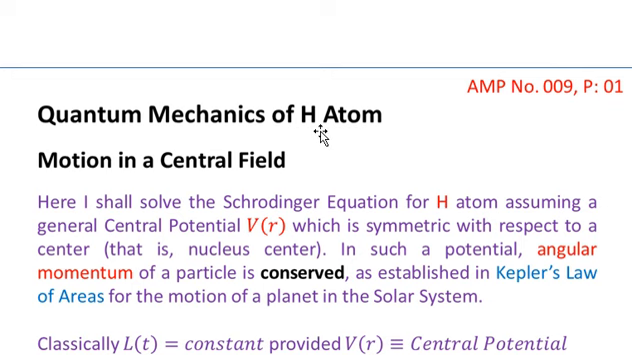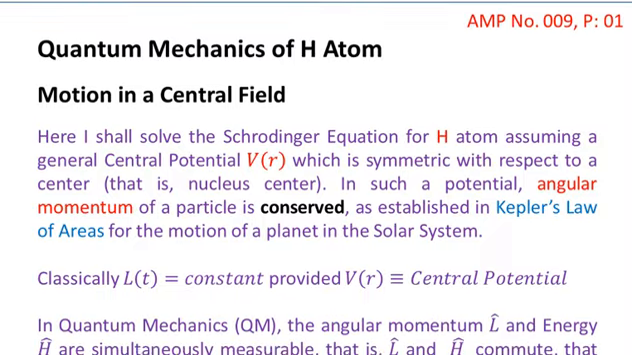Quantum mechanics of hydrogen atom, motion in a central field. Here I shall solve the Schrodinger equation for hydrogen atom, assuming a general central potential represented by V as a function of R, which is symmetric with respect to the center, that is with respect to the nucleus center.